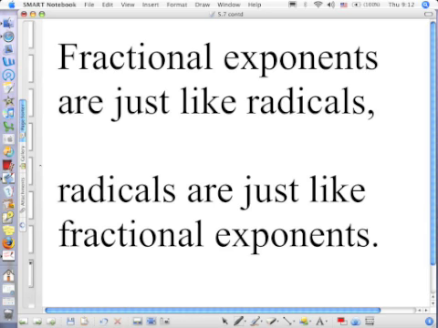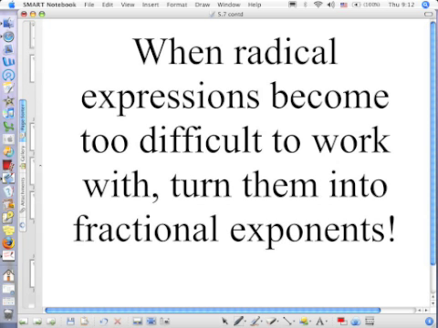Fractional exponents are just like radicals. Radicals are just like fractional exponents, correct? Which means, that's not what it means. Which means whatever rules apply to the radicals also apply to fractional exponents.